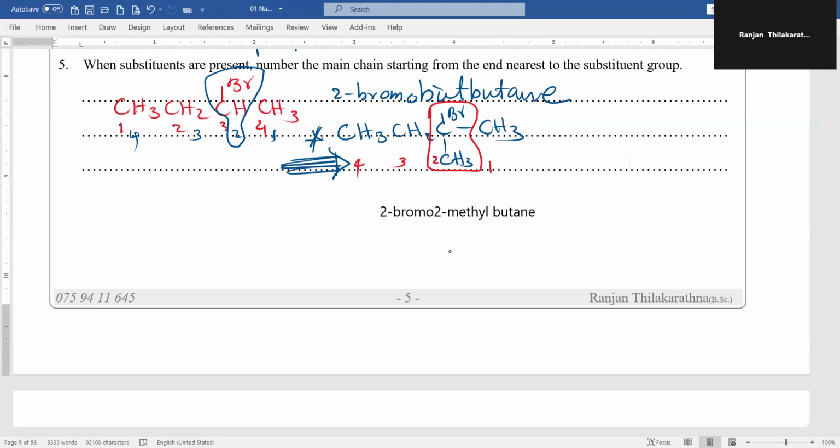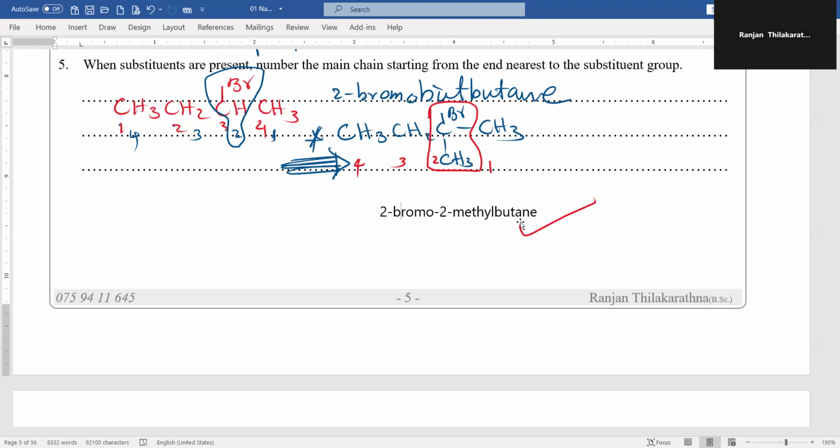2-bromo 2-methyl butane. Here you have left a space, that is wrong. And the other thing is, in between any two name and number, you have to put a hyphen. Now you have to remove this space also. Then this is the name, 2-bromo-2-methylbutane. That is correct. This name is correct now.